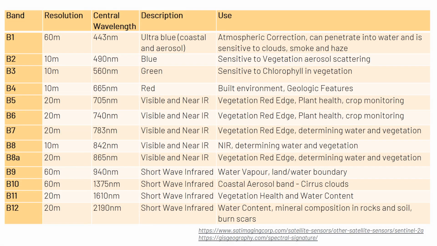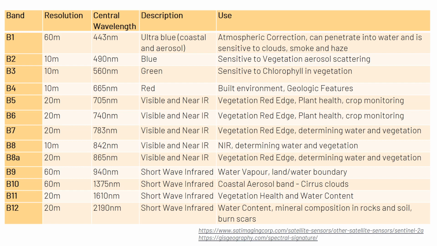As mentioned, there are 13 bands of multispectral data in Sentinel-2. Here's a table indicating the various bands. So you can see that band 1 is a 60-meter band. It's in the ultra blue range of the wavelength, and it's used often for atmospheric correction. It's really good because it can penetrate into water and is sensitive to clouds and smoke and haze.